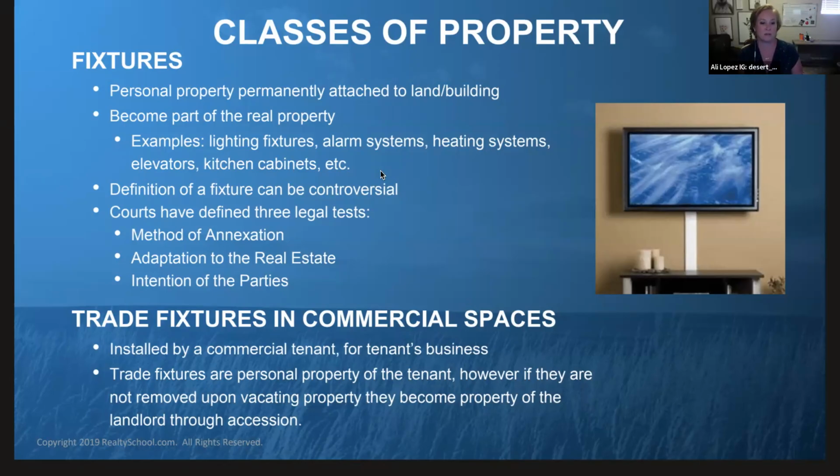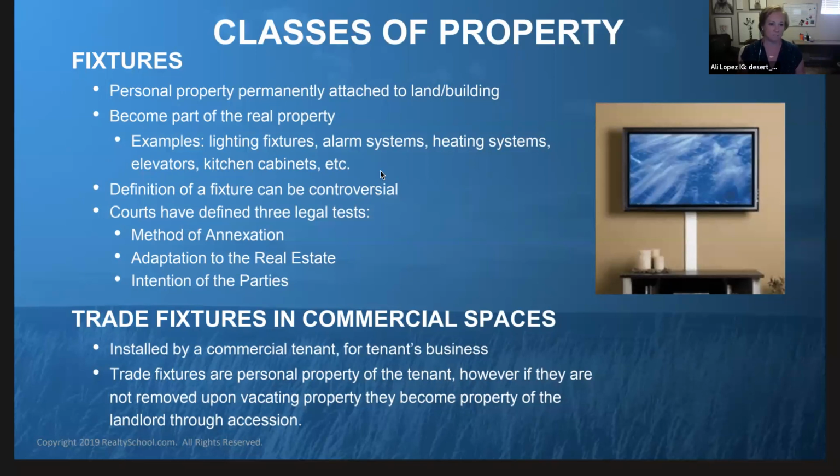Courts have defined 3 legal tests: the method of annexation, the adaptation to the real estate, and the intention of the parties. So the method of annexation is, how was it attached? Was it attached to stay there forever, or was it attached as something decorative? The adaptation to the real estate, did it make that particular property different or better than how the property was before it was there? And the intention of the parties.